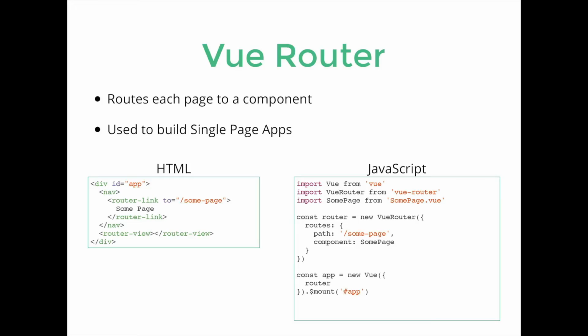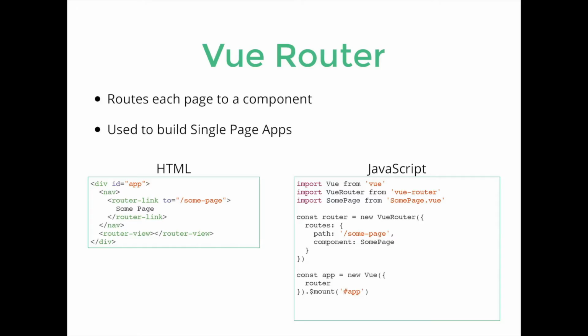So Vue Router is Vue's routing package, which treats each page as a component, like the components we've just seen. It is mainly used to build single page apps. You can use it to build a section of your app that has a couple of pages, which is a single page app in itself anyway. So here's a really simple example.